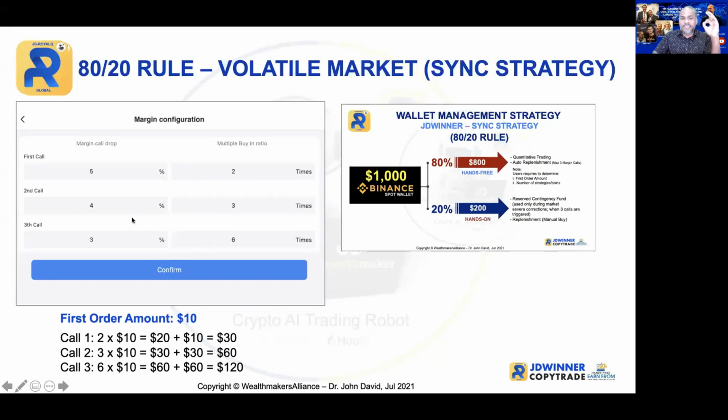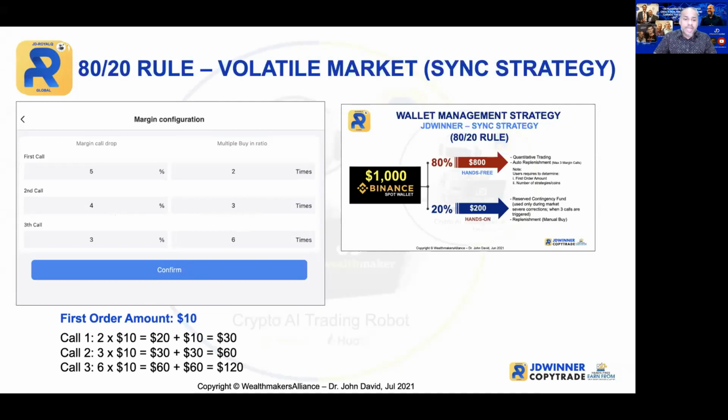Now let's say the market further declines and hits another 4% at the second call. Now, the second call will trigger. The second call here is times 3. So 3 times 10, that will be $30. Now, $30 plus the earlier $30, that will be $60. So my total cumulative order currently at the second call is $60.